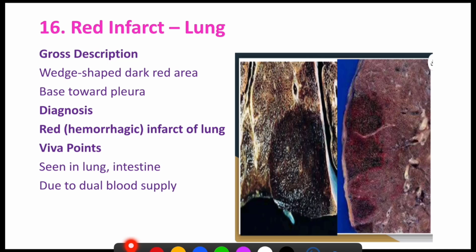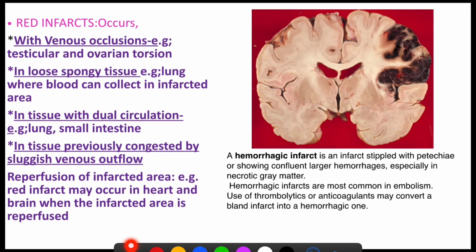Now red infarct. Red, as the name suggests, is red in color. So here this is part of the lung, and these are wedge-shaped dark red areas present in the lung parenchyma. The most common examples of red infarct are in the lung and intestine, where there is dual blood supply.